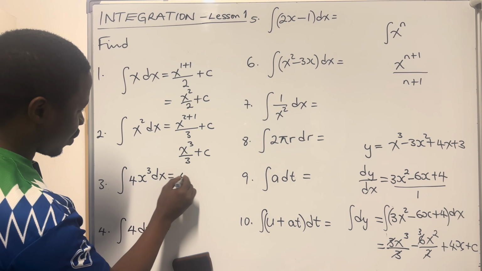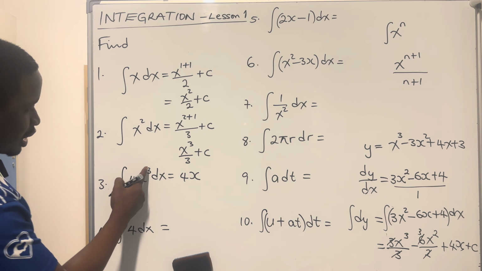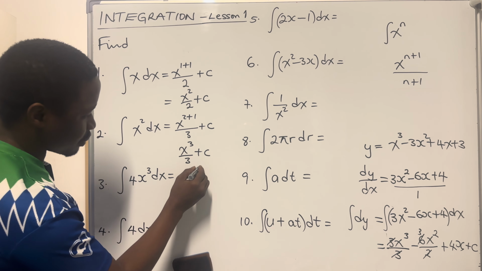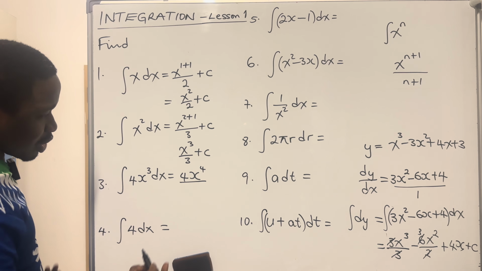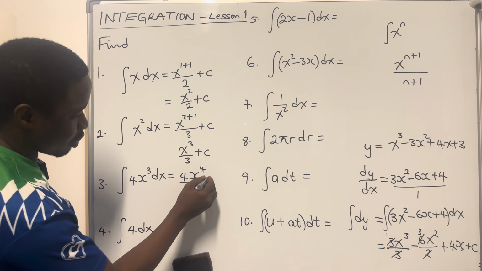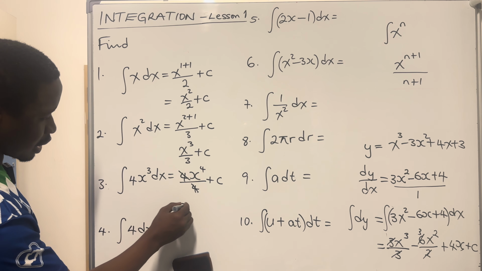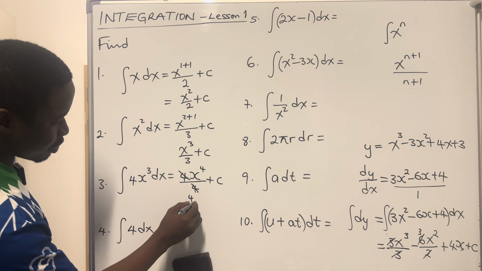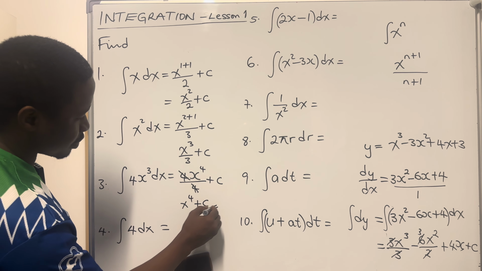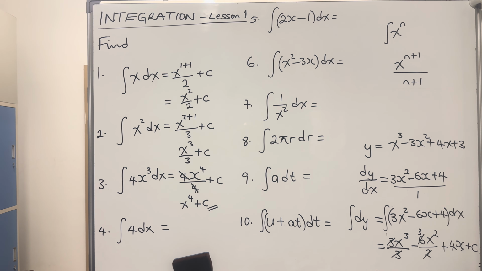Here we say 4x. If you add 1 to 3, we get 4. What is our new power? It's 4. Then we say plus c. This takes away this. So we say x to the power 4 plus c. This is what we get.